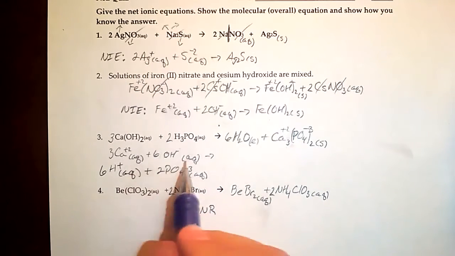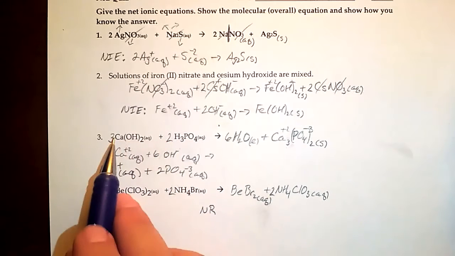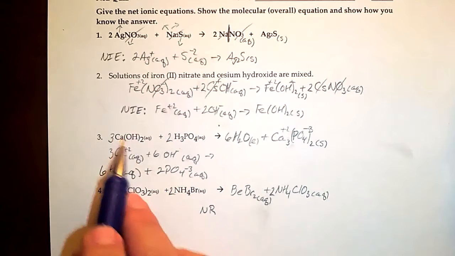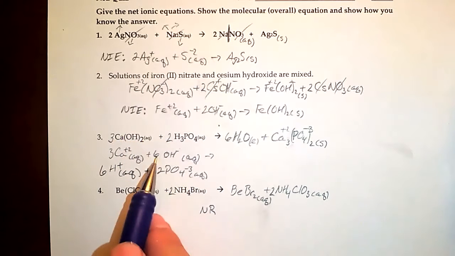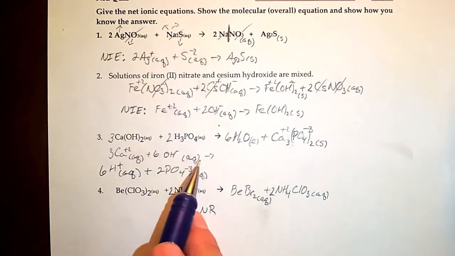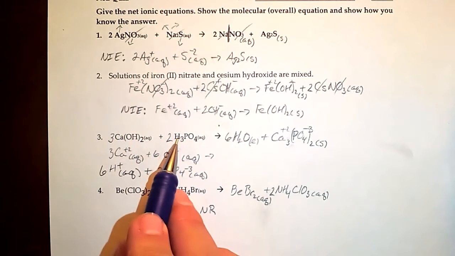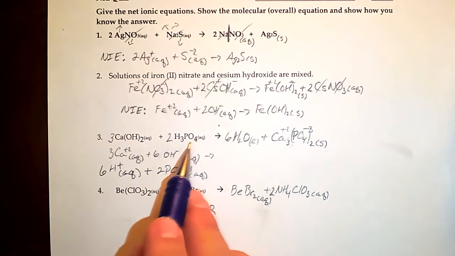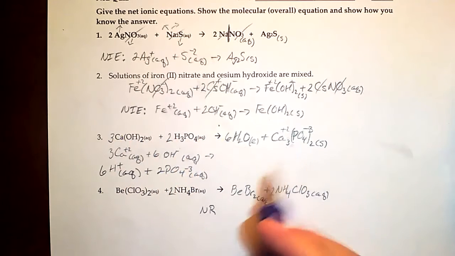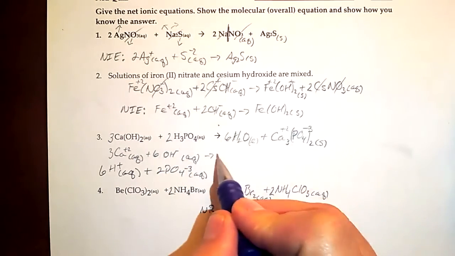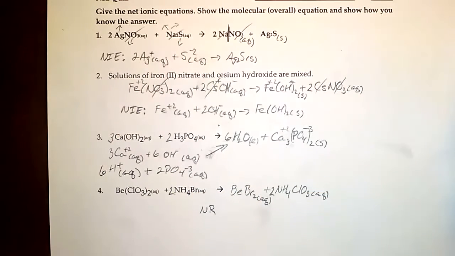I kind of ran myself out of room, but we're going to separate these and put the charges on everything. There were 3 Ca plus 2s, aqueous. Remember this is 6, 3 sets of 2. There are 6 OH minuses that were aqueous, and also on the left there were 6, 2 times 3, H pluses that were aqueous, and 2 phosphate groups that were -3 that were aqueous, and they made that. I didn't feel like writing it out, but just to save time, we can do that there.